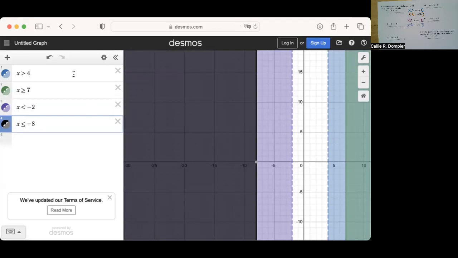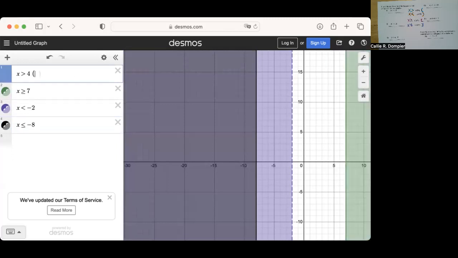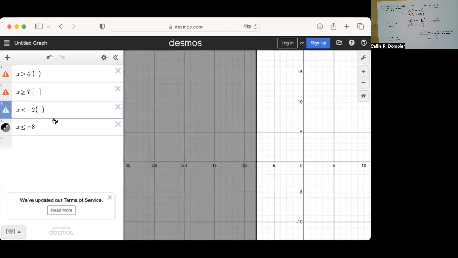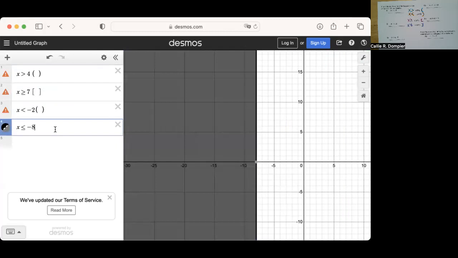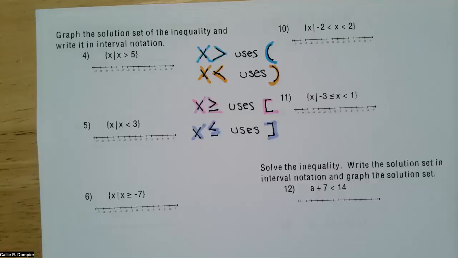Okay, so greater than 4 is going to be the parentheses. Greater than or equal to is going to be the brackets. Less than is going to be parentheses, does not include. And then less than or equal to is going to be the bracket, does include. Which I know made all of the lines disappear, but that's what I mean, okay? Is it included or not included?